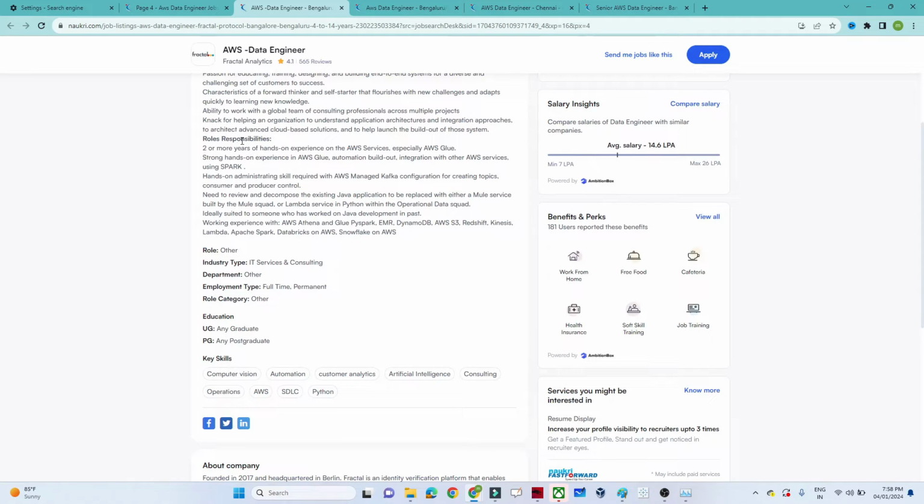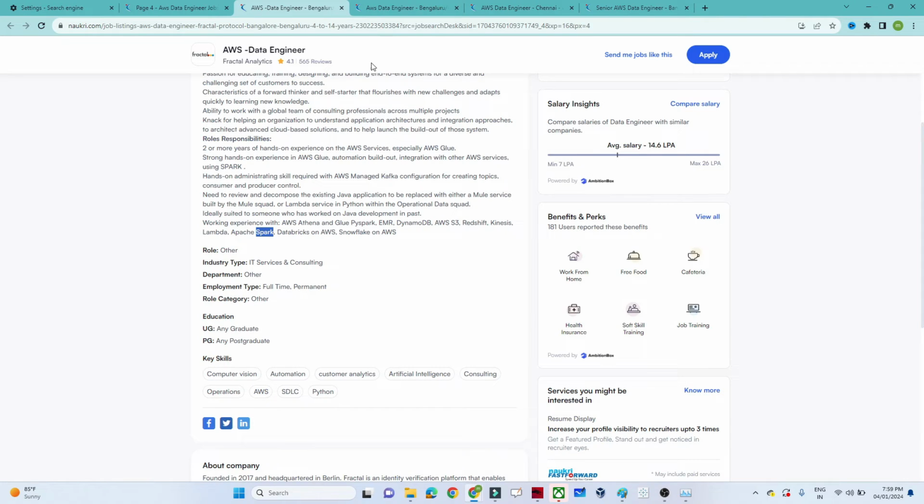If you see the roles and responsibilities, they are asking for AWS services like AWS Glue, Spark, AWS Athena, Glue, Spark, EMR, DynamoDB, AWS S3, Redshift, Kinesis, Lambda, Apache Spark, and Databricks on AWS. So these are the most important skills also, and most companies will look for all of these.